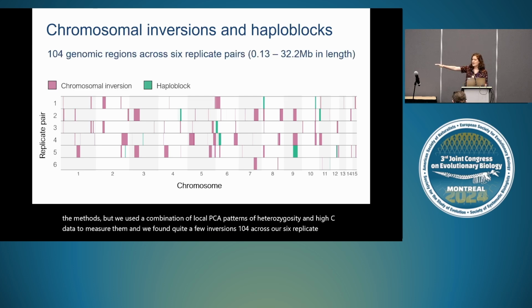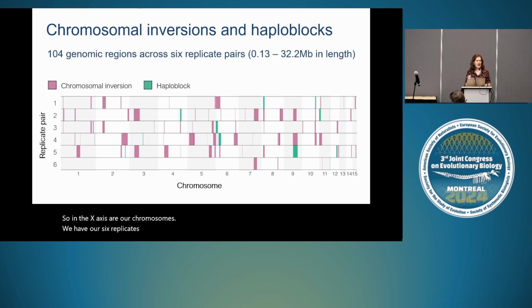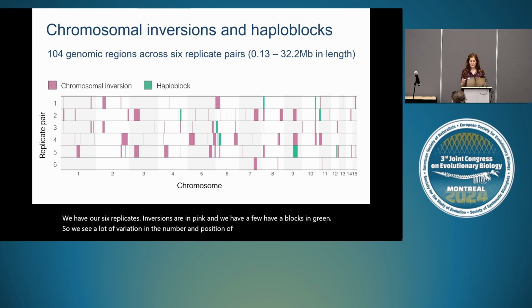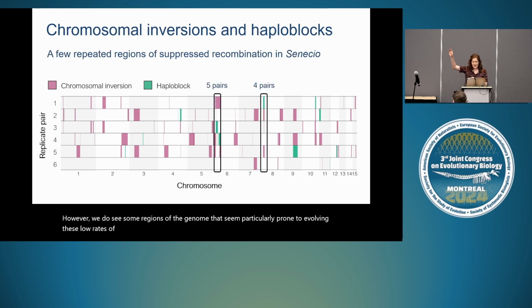So on the x-axis are our chromosomes, and then we have our 6 replicates. Inversions are in pink, and we have a few haploblocks in green. So we see a lot of variation in the number and position of inversions across our replicates. However, we do see some regions of the genome that seem particularly prone to evolving these low rates of recombination, where we see a few regions where there are multiple haploblocks and inversions across our pairs.